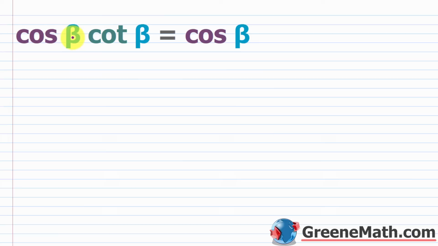So if you have the cosine of beta times the cotangent of beta, and this equals the cosine of beta, you could subtract the cosine of beta away from each side of the equation.